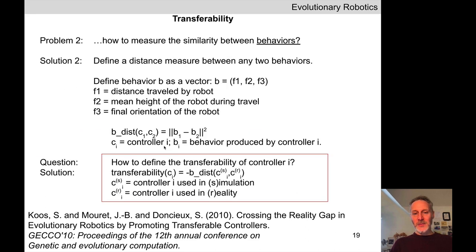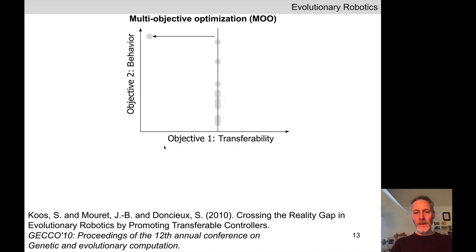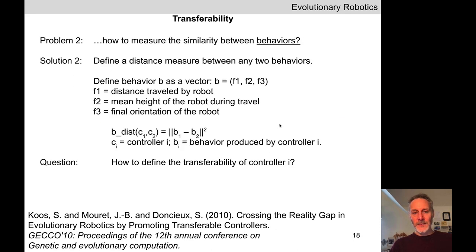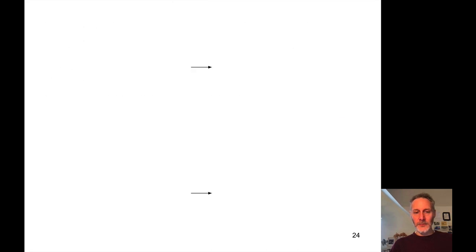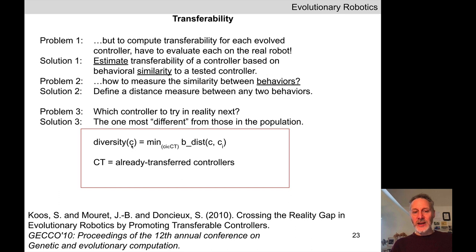So let's go back to my cartoon for a moment. In this case, we've sent this one to reality. We visit this one and we compute its behavioral distance to this one. And that distance is very, very small. Let's assume we send this one to reality also, and it ends up with a high transferability. So we have this one here, which we've transferred to reality. We have this one down here, which we've transferred to reality. Sorry about jumping around here. We're trying to compute the diversity of C. So we want to take the minimum behavioral distance and set that as the diversity of C.